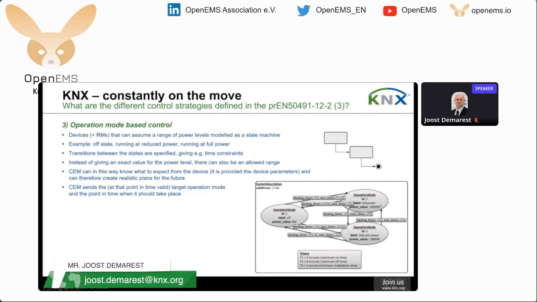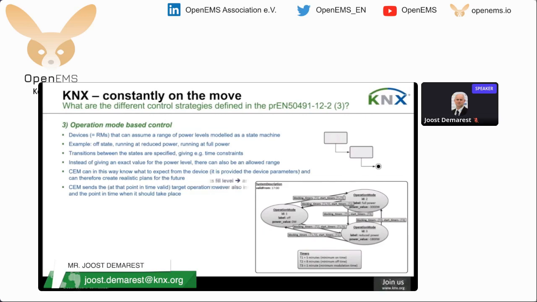Each of these modes has a certain power, but this could be a single value, but this could be also an allowed range. So the SAM, so the energy manager, is informed about these device parameters in advance, so that it can make realistic plans on energy production or energy consumption. So the SAM will, at a certain point in time, tell the device, okay, I want you now to switch from one mode to another, and I want you to actually start this mode from a certain point in time.